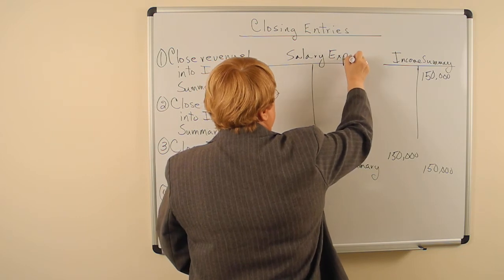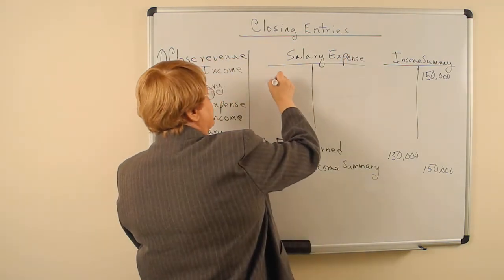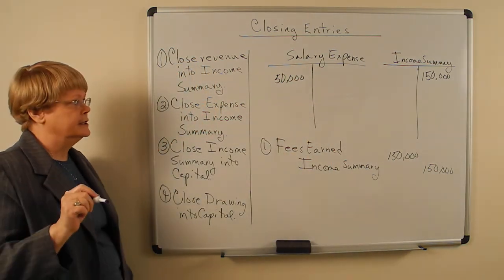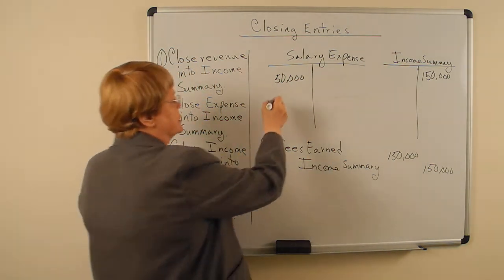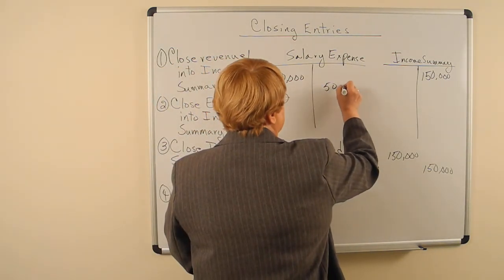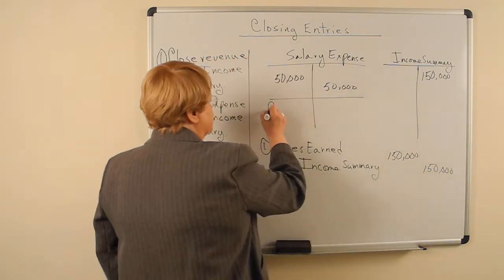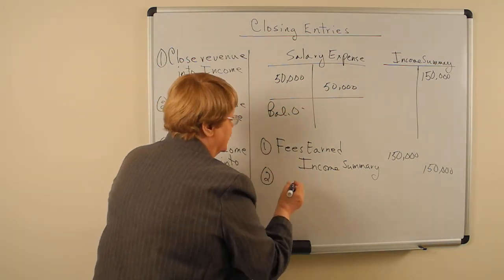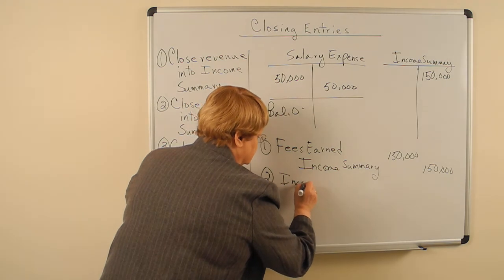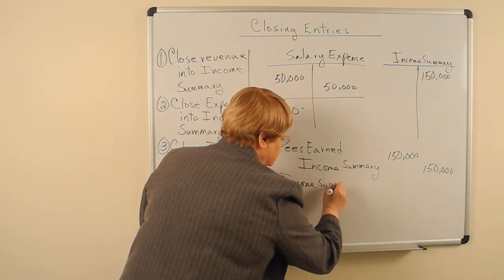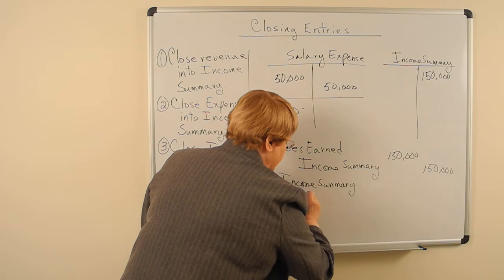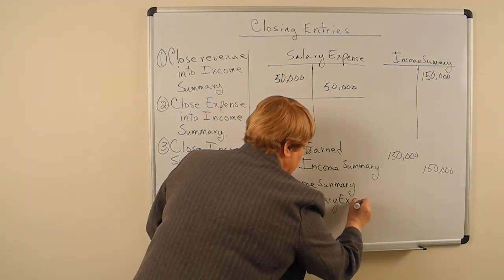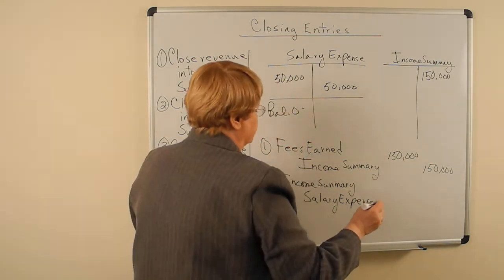And that account has a balance of, say, $50,000. Now, in order to close that expense account, we're going to have to credit it, aren't we? So we're going to put a credit over here of $50,000 to get that balance down to 0. And our entry would be a debit to income summary and a credit to salary expense. And that would be for $50,000.